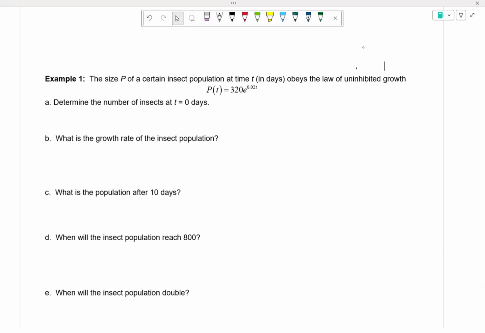So like that first question, determine the number of insects at t equals 0. You can either plug in a 0 or just think conceptually, oh, we know what this graph looks like, and we know that it starts at 320. If you do it that way, that is fine. But if you want to justify it, we would say that P of 0 is equal to 320 e to the 0, which is 320. What's the growth rate of the insect population? You can either say 0.02 or 2%.